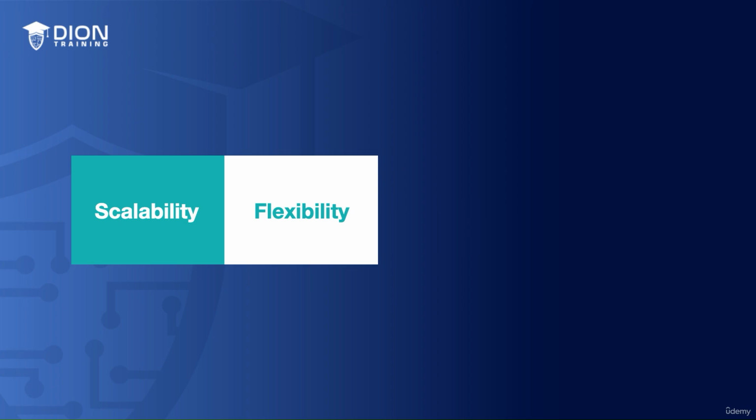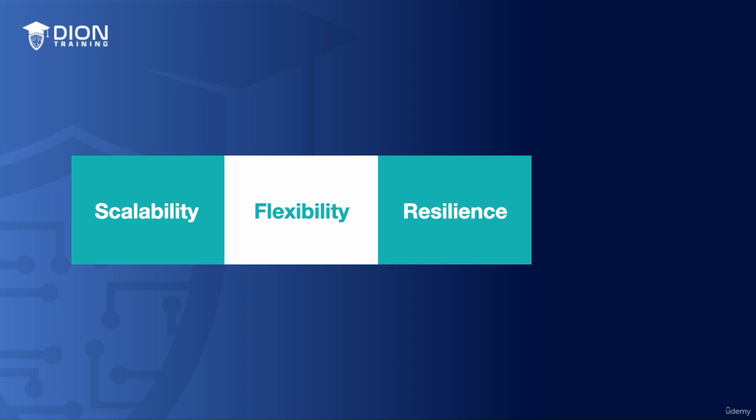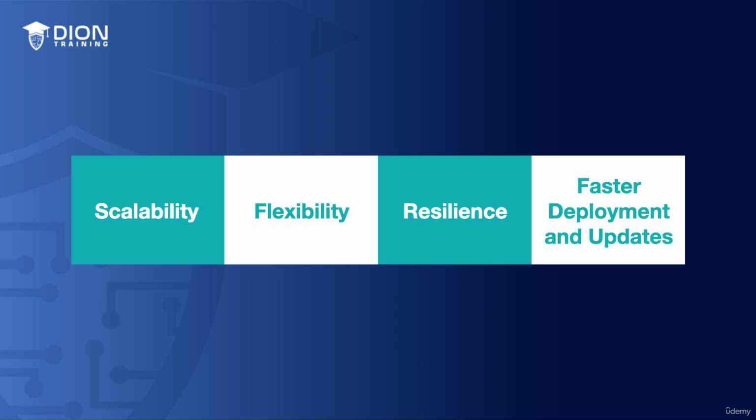Flexibility: microservices can also be written in different programming languages, using different data storage technologies, and can be managed by different teams. This allows for the use of the best technologies for each service. Resilience: if one service fails, it does not affect the entire system. The isolation reduces the risk of system-wide failures. And finally, faster deployment and updates. Microservices can be deployed and updated independently. This allows for faster and more frequent updates and reduces the risk associated with deployment.